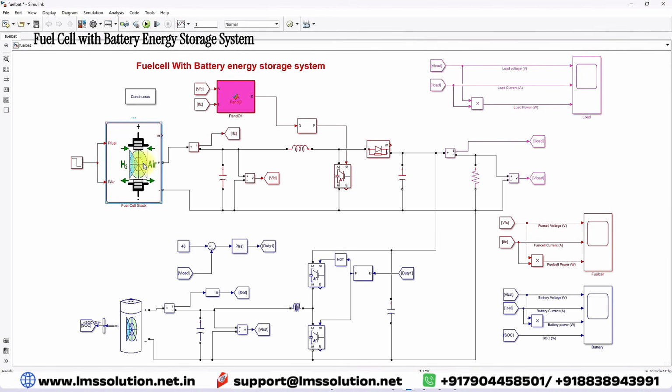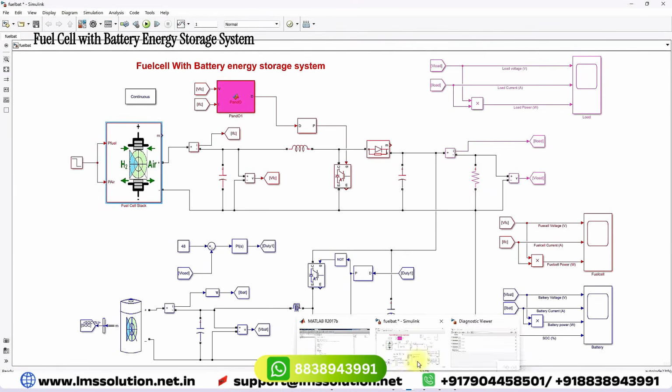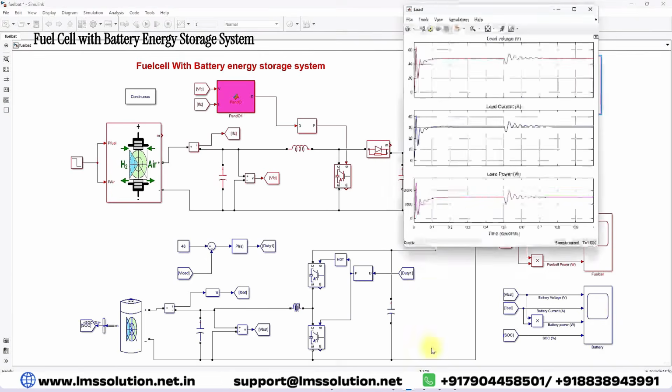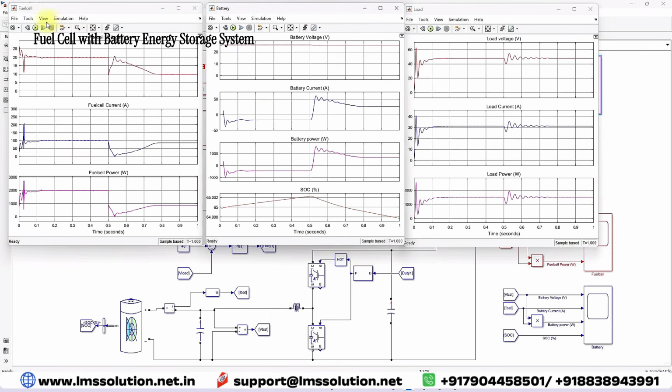So we can see the changes in the fuel cell voltage, current and power, as well as the variation of battery voltage, current and power, and SOC variation, and then we can see the response of load voltage, current, and power. Now I'm going to simulate this model. Before that, I'm going to open the scopes of the fuel cell, battery, and load. Now I'm going to simulate this model. We will get a better idea from this.